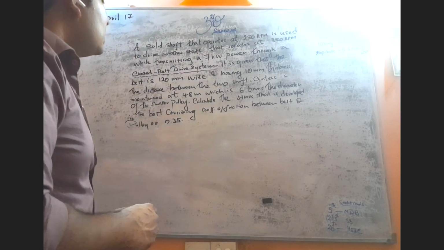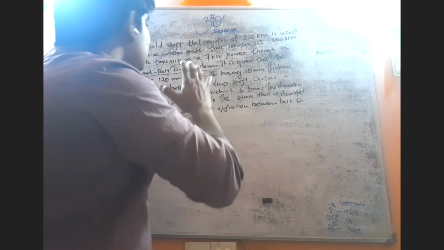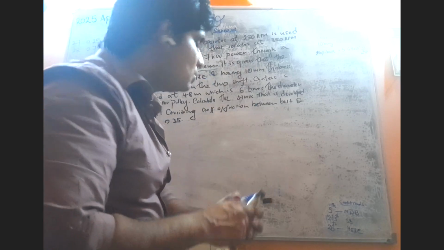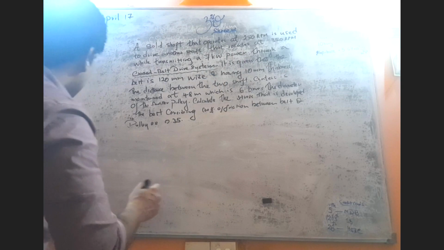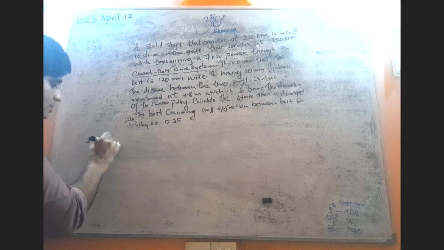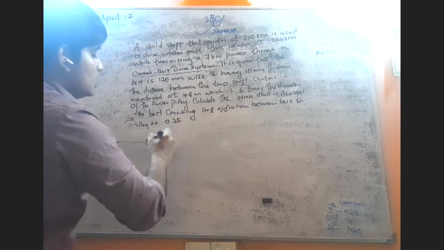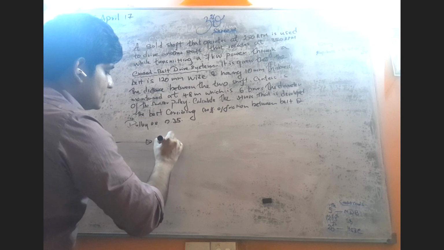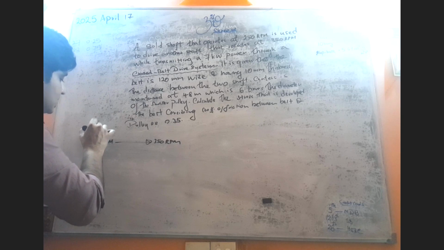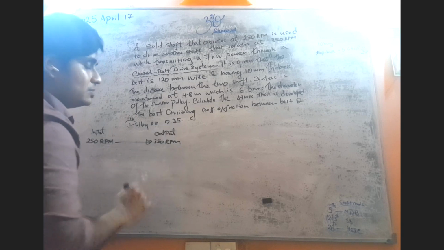A solid shaft that operates at 250 rpm is used to drive another shaft that rotates at 350 rpm. So now, what is the meaning of that? That means a shaft rotating at 250 rpm is used to drive another shaft that rotates at 350 rpm. So it is clear that this side must be the input side, and this side is the output side.